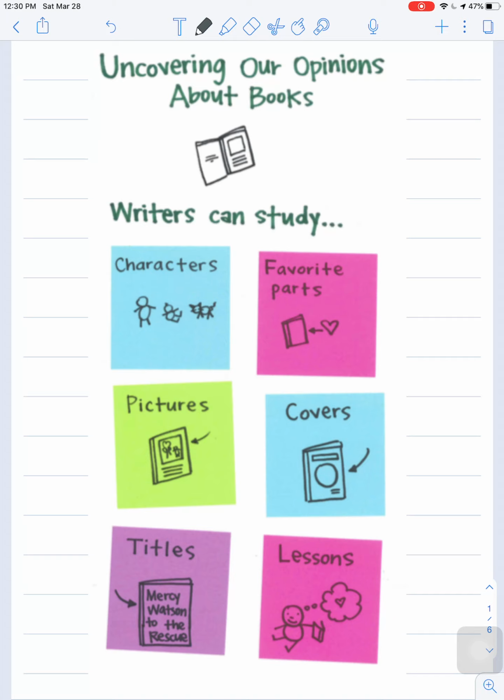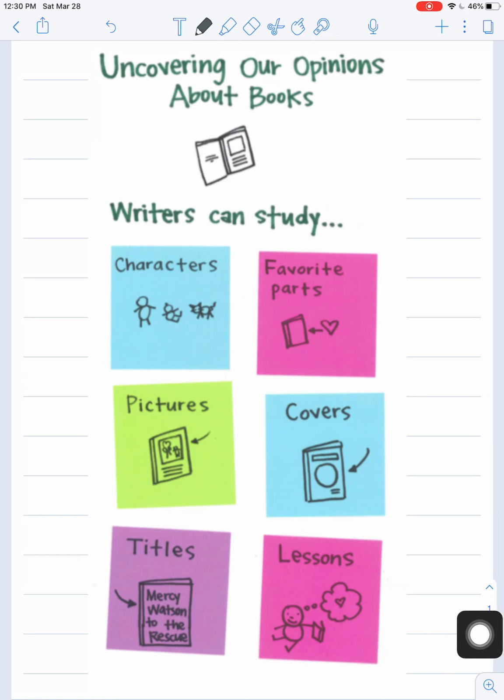All right, so remember that you get to choose two topics that you are going to write about that explain why you like the book. Each topic will be a separate paragraph in your letter. So I could write about the characters in the story. I could write about my favorite parts of the story, the pictures the illustrator included, the cover of the book, the title of the book, lessons I learned from the story.